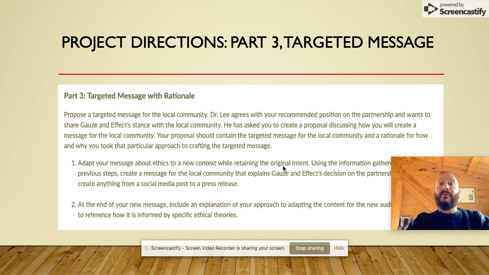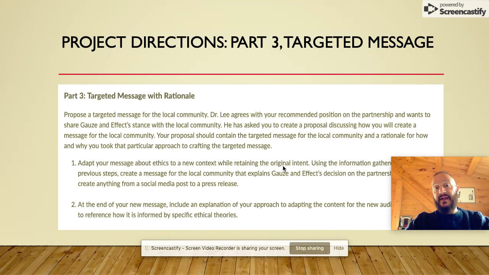Finally, the third deliverable, the targeted message. This is how Cause and Effect will communicate its decision to the local community. Your message can take the form of anything from a social media post to a press release. Basically, your message has 2 parts. The first part, which is the main section, will be your message to the community about Cause and Effect's decision and why Cause and Effect believes that it's ethically the right thing to do. Here, you'll explain the ethical reasoning behind Cause and Effect's decision in terms that are appropriate for the target audience.